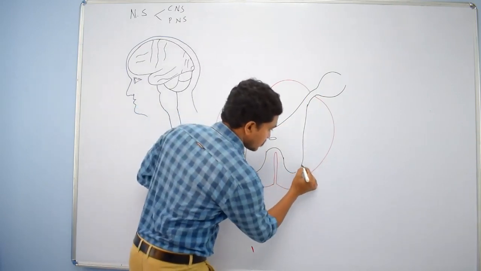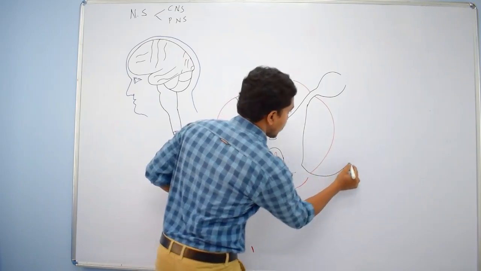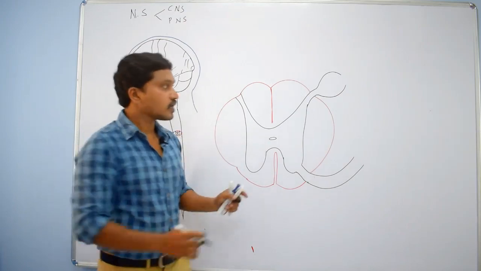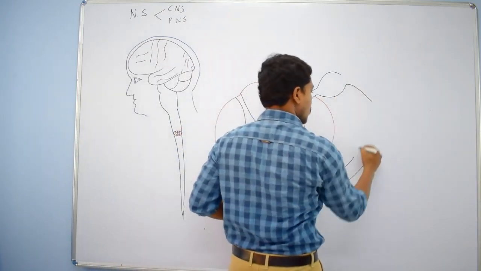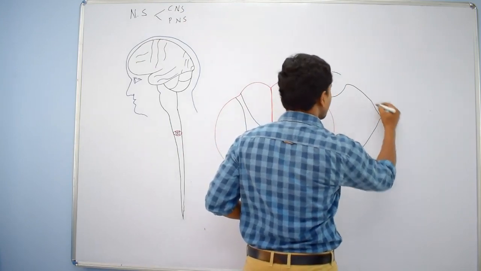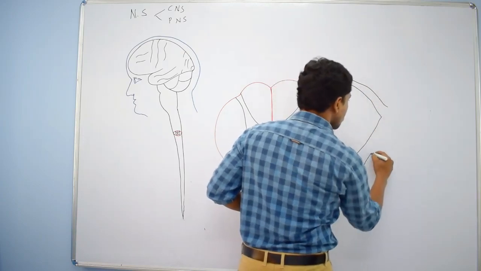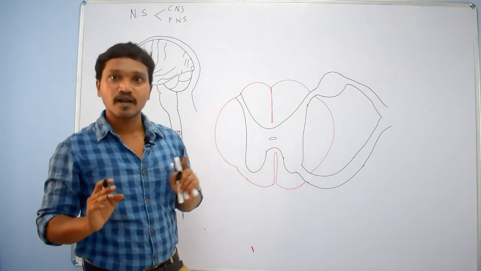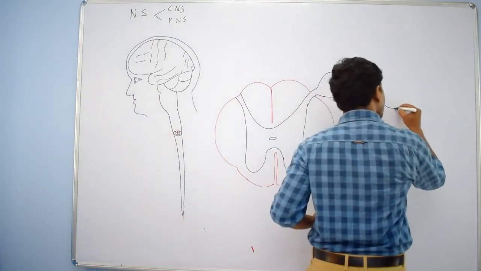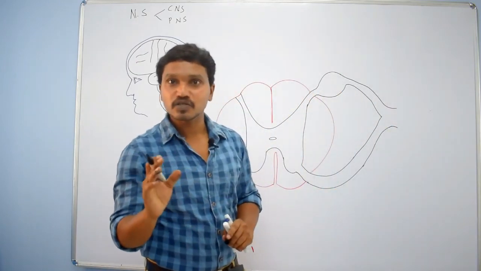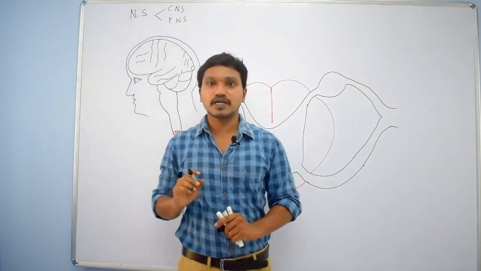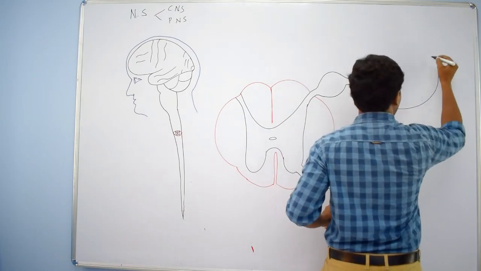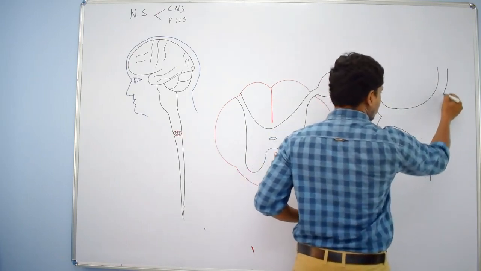From the anterior horn, the anterior root will arise. This is the anterior root. Clear? Now the posterior root and anterior root both will unite and form the spinal nerve within the intervertebral foramen. This spinal nerve comes out from the intervertebral foramen and divides into the anterior primary rami and posterior primary rami. So this is the posterior primary rami and this is the anterior primary rami.